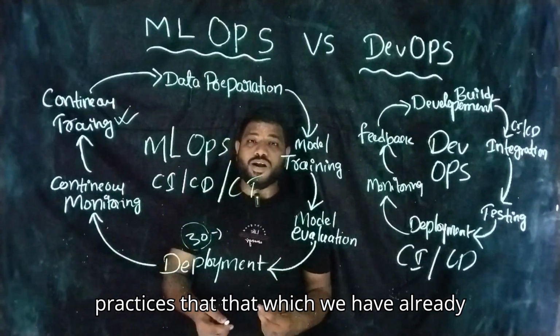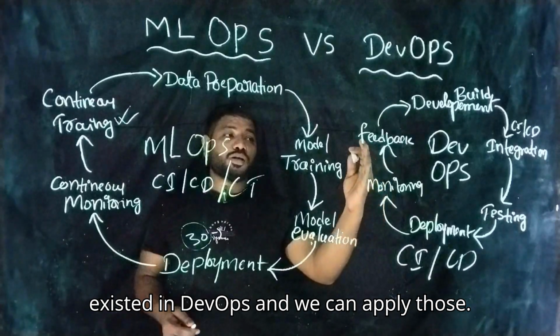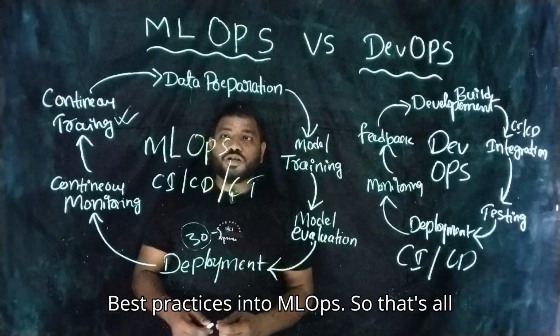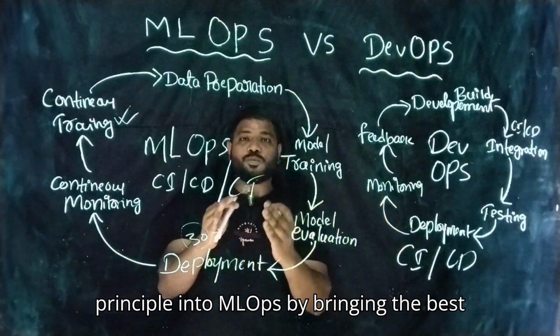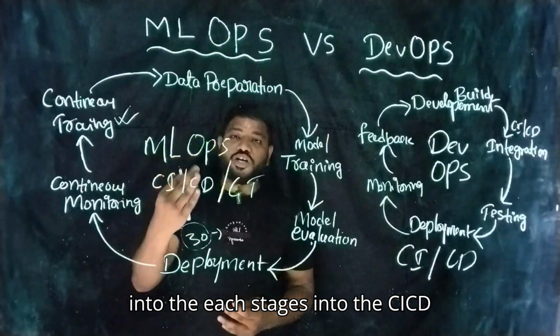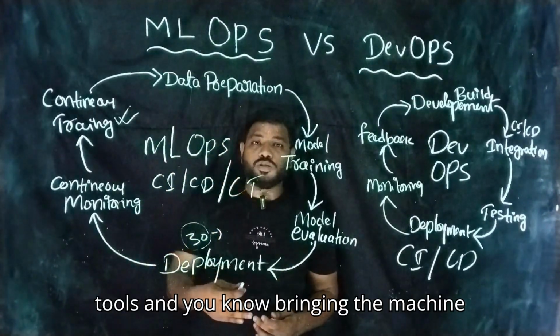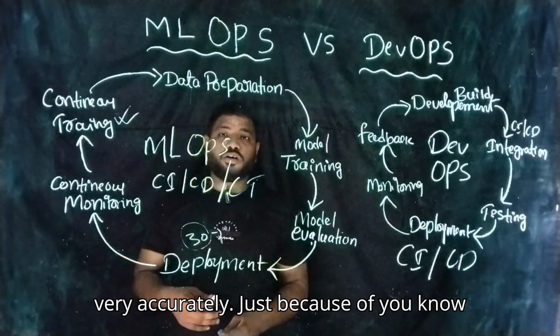So we have a bunch of best practices that already exist in DevOps, and we can apply those best practices to MLOps. That's all about applying the DevOps principles into MLOps, applying the best practices in each stage of the CI/CD tools, and bringing the machine learning model into production very accurately.